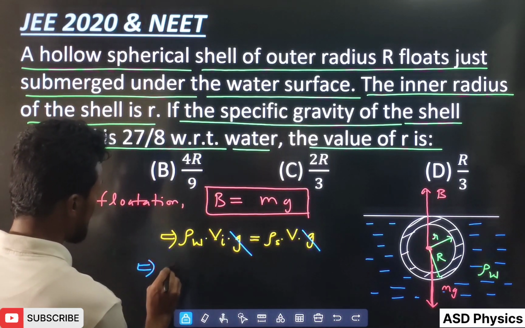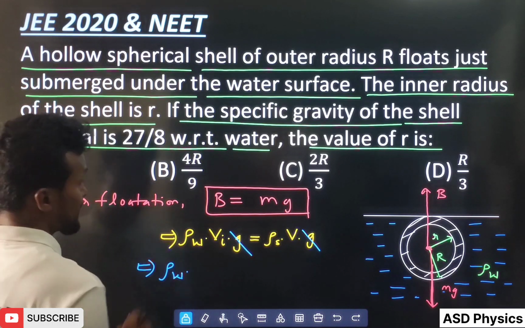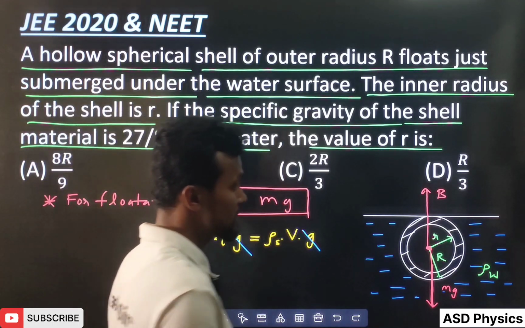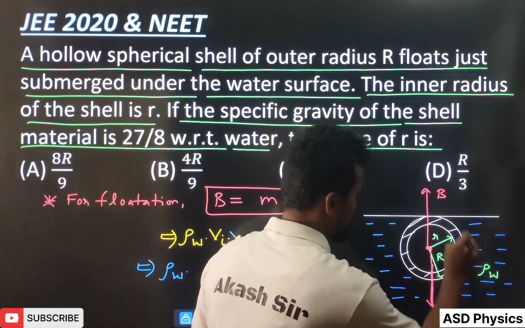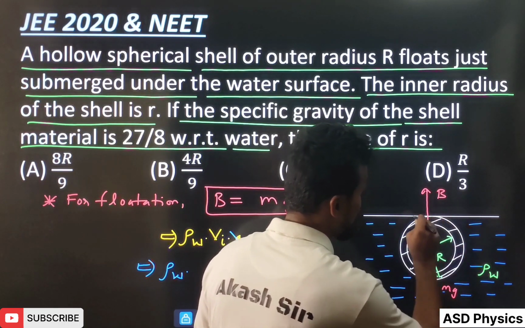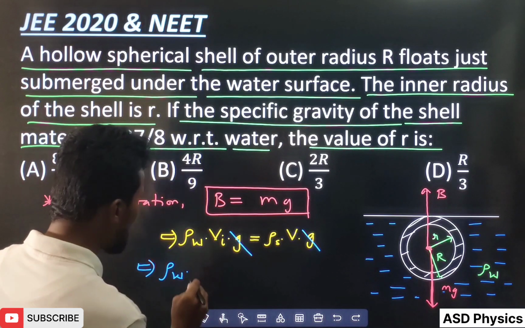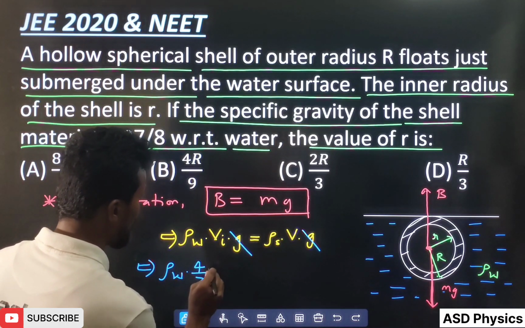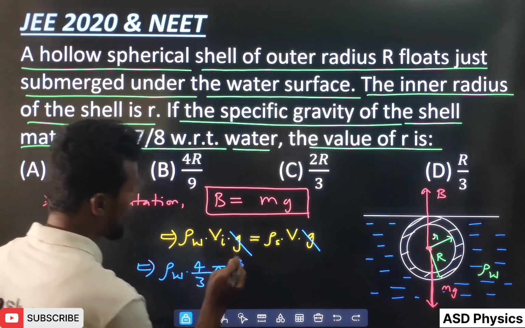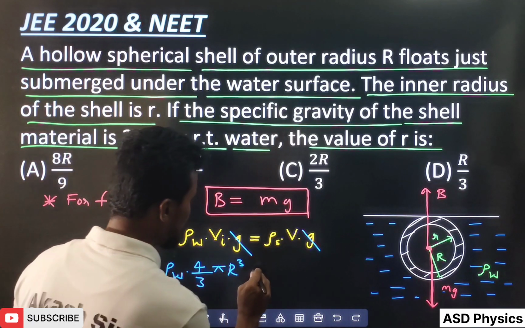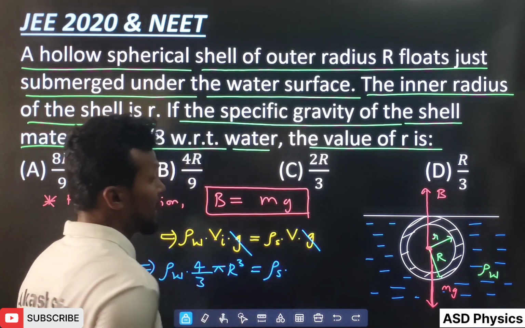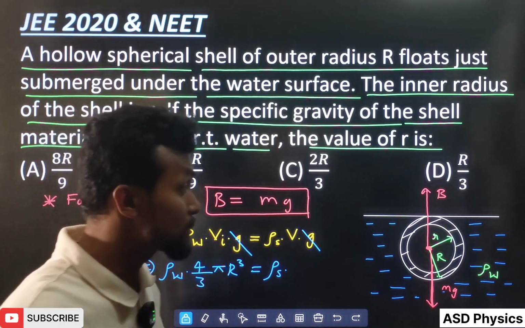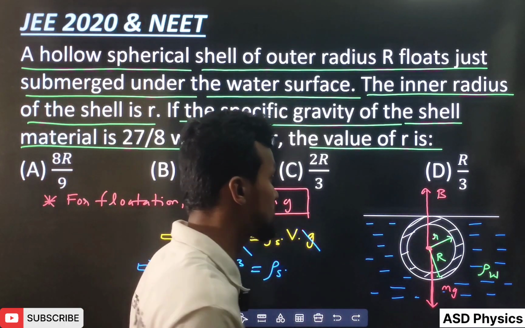Now I can write this rho w, and the immersed volume, how much here? There is no water inside, so this much volume is immersed here. You can see the outer circumference. So this volume is given as 4 by 3 pi capital R cube, equal to the density of the substance and the volume of the substance. Where is the substance, if you see this situation?